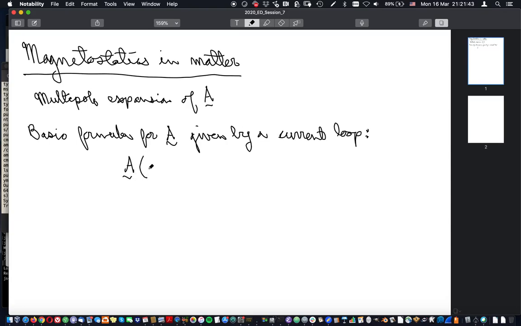The vector potential, measured at a position r that's generated by some loop of current, is just mu0 over 4 pi, with the line integral now, so call it dl prime, of the current at that point, r prime, divided by the magnitude of r minus r prime.